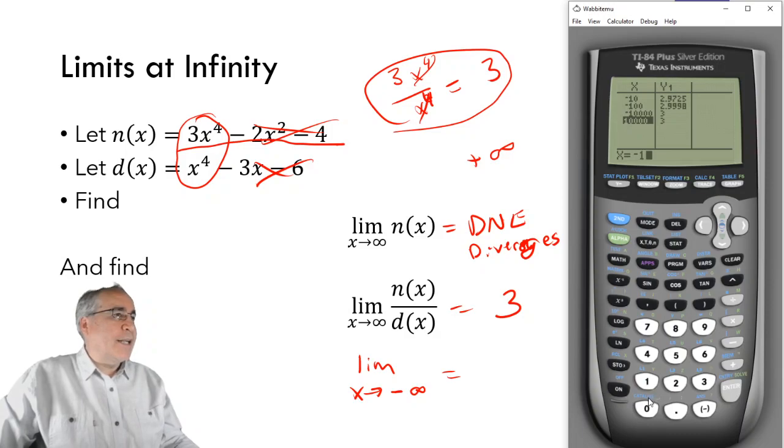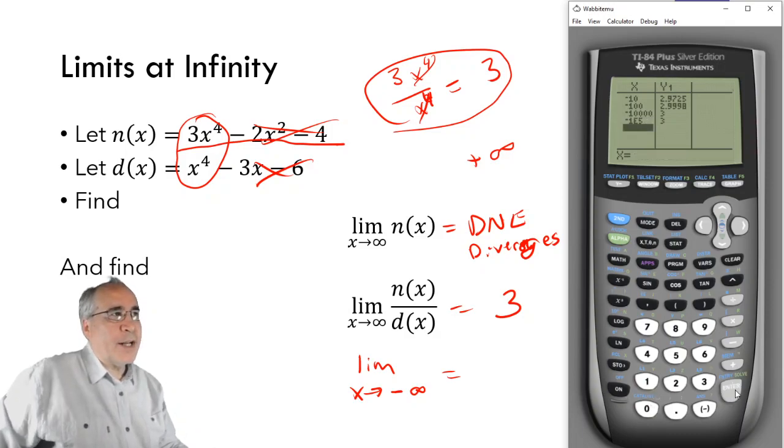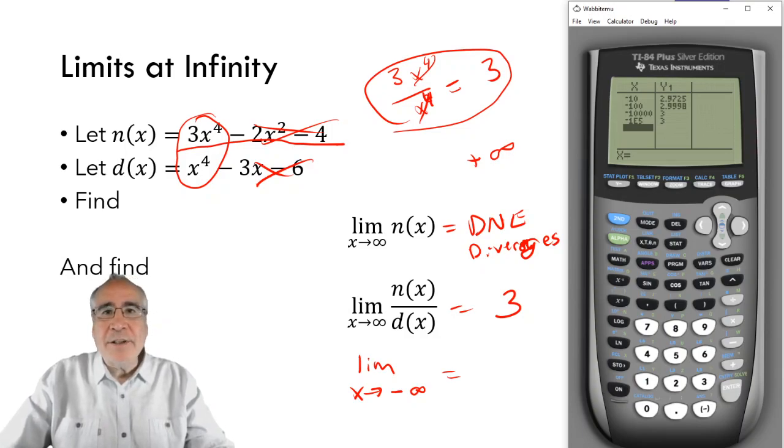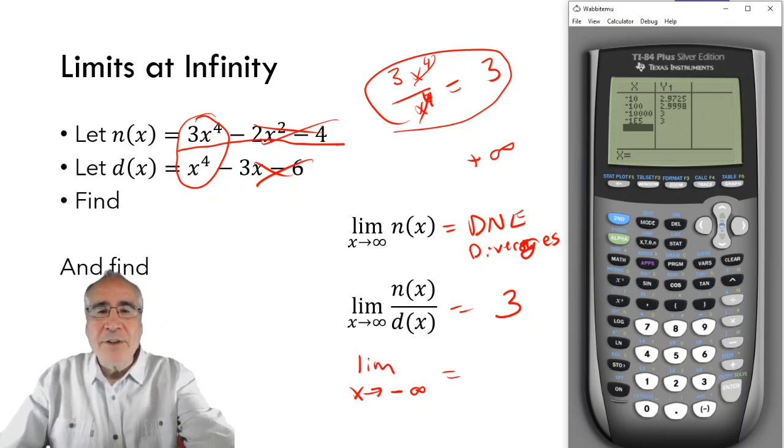Okay, so sometimes they ask you to look in the negative direction rather than the positive. So you can analyze both of these. But in this particular question, both of the limits go to 3. Okay, and that's our last slide for this section.